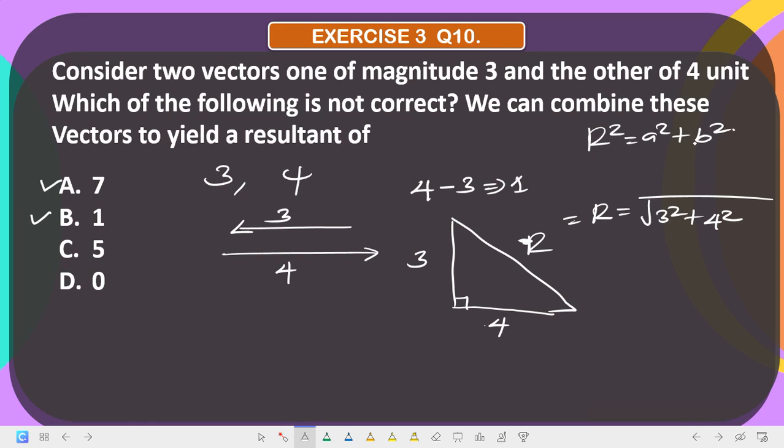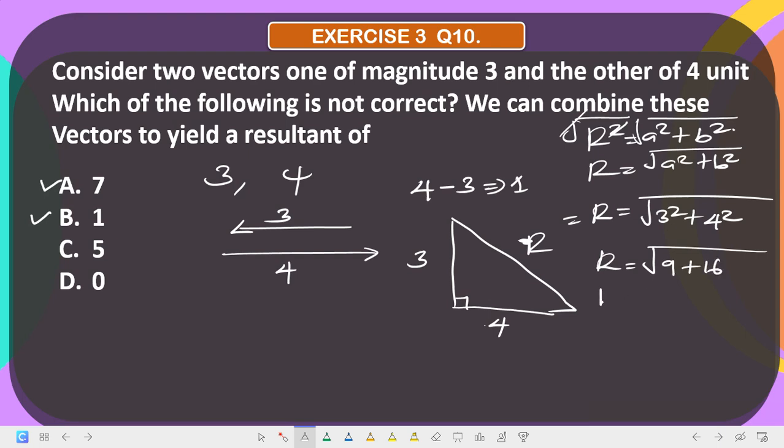If your a is 3 and b is 4, your R will be equal to, removing this square by square rooting both sides, the square root of a squared plus b squared. Because the square root here cancels the square, and then you are left with this. So at the end of the day, R will be equal to the square root of 3 squared, which is 9, plus 4 squared, which is 16. 9 plus 16 is 25, and the square root of 25 is 5. So the correct answer to this question is 5. Okay, and this is this.